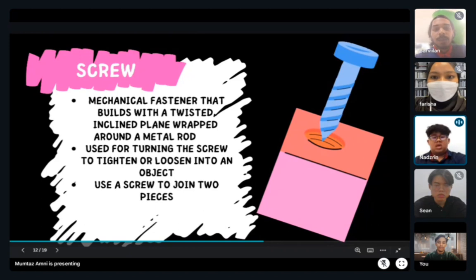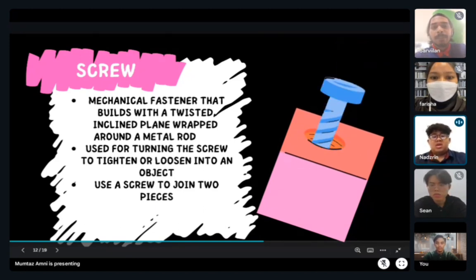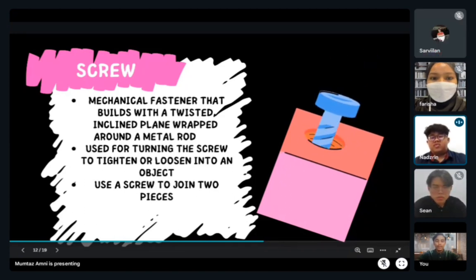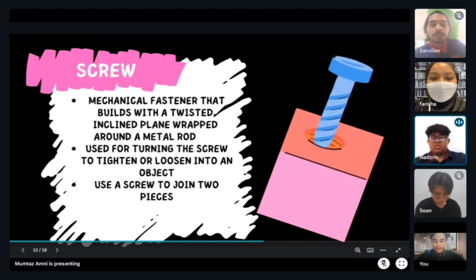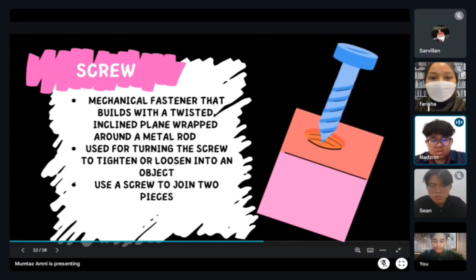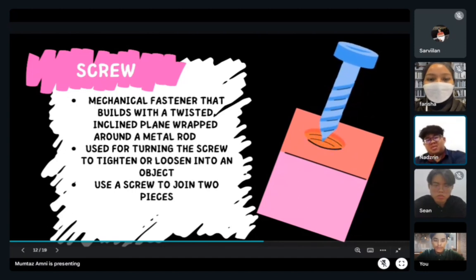Okay. Screw. A screw is a mechanical fastener that is twisted. It is an inclined plane wrapped around a metal rod, used by turning the screw to tighten or loosen it. A screw is used to join two pieces. Next.